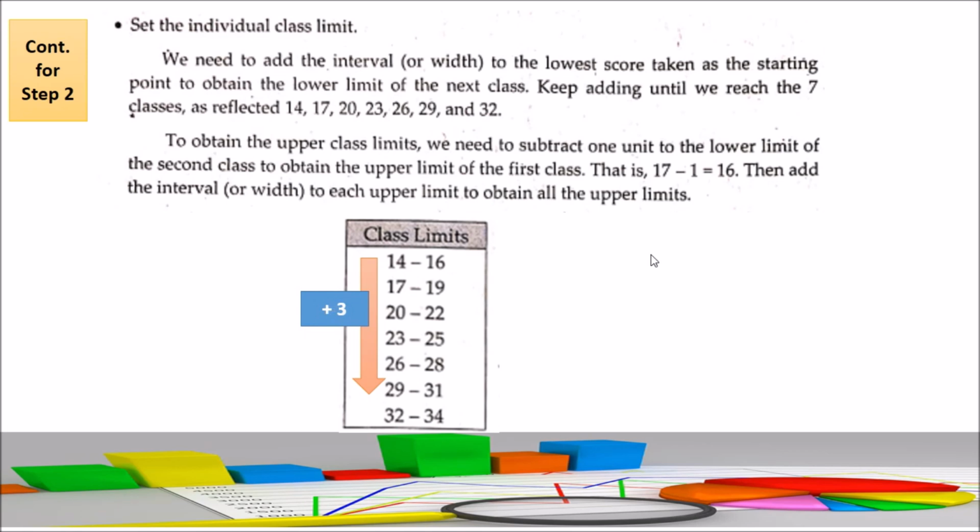And of course, the upper limit, since we need to subtract 1 from the second lower limit, which is 17, subtract 1, that will give us 16. And 16 will be the starting point of your upper class limit. So the upper class limit will have 16, 19, 22, 25, 28, 31, and 34. And that's our set of class limits with 7 intervals.